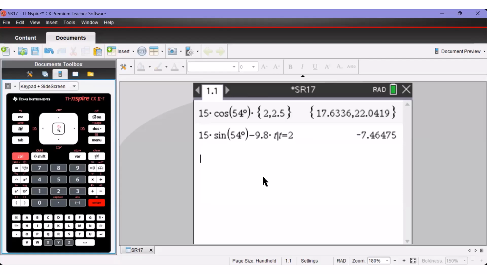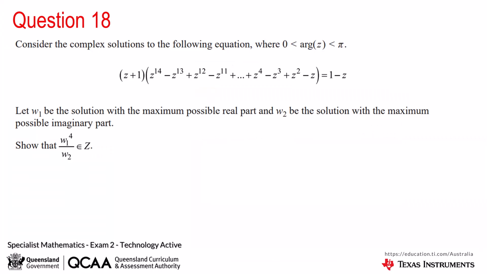And that concludes our analysis of the observer's claims stated in question 17. Question 18 is worth 5 marks, and we are asked to consider the complex solutions to the following equation, where the arg of z lies between 0 and pi, not including 0 and not including pi. And it's quite a complicated looking equation.